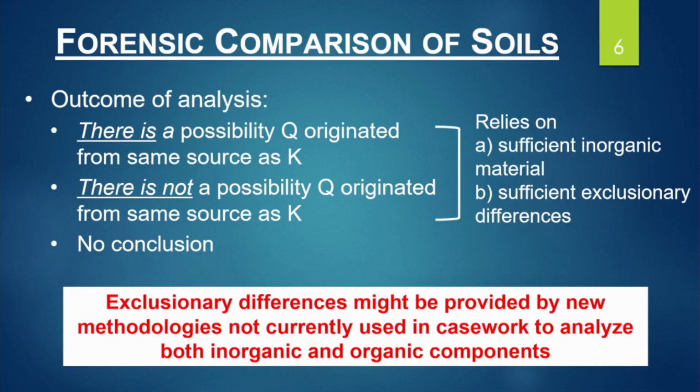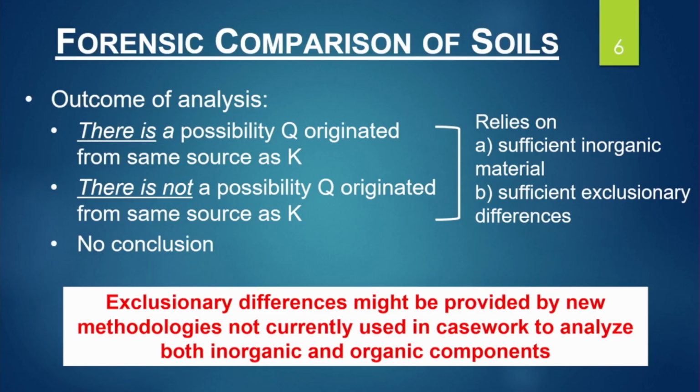So when specifically looking at comparison of soil, so that second question that gets asked when geologic evidence comes in, there's sort of three main outcomes for analysis. So the first is there is a possibility that the questioned soil originated from the same source as the known. There is not a possibility that the questioned soil originates from the same source as the known, and no conclusion. And this terminology is taken from the OSAC standard for forensic geology, one of their standards.